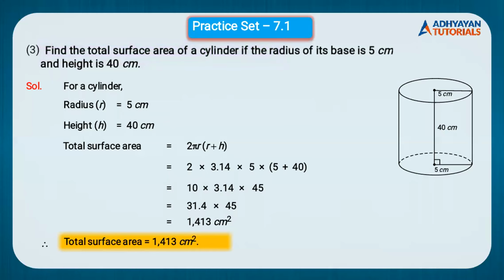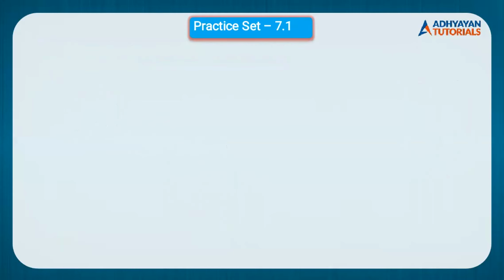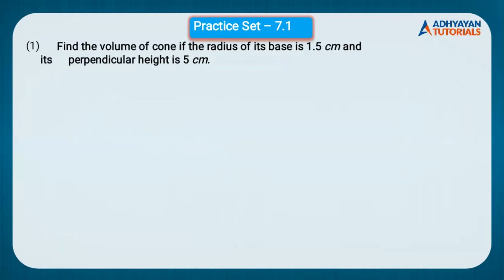Okay, so next sum, practice set 7.1, sum number 1. Find the volume of cone if the radius of its base is 1.5 centimeter and its perpendicular height is 5 centimeter. Now we have a cone in front of us. Okay, this is the shape of a cone.